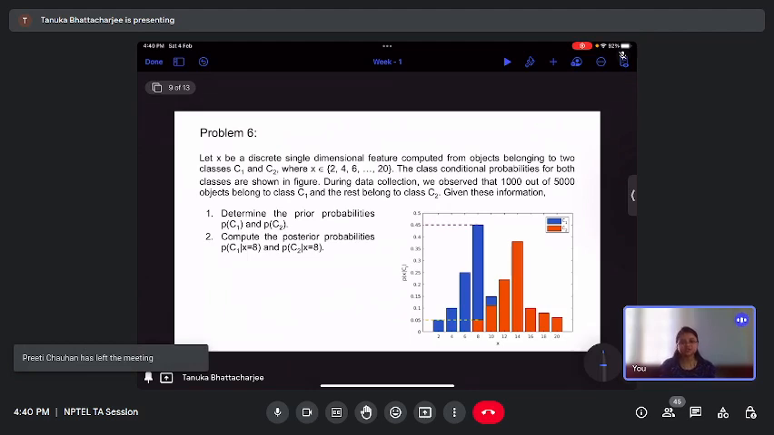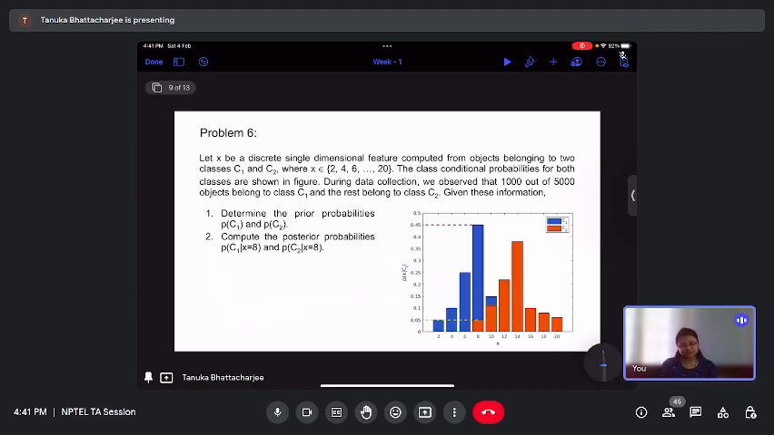Class conditional density means, given the class, let us say you are considering class C1, what is the probability density of the feature vector x? Feature here is just a single dimensional feature, so the feature value x. You just compute the probability density of your feature considering only elements of class C1. Whatever you get, that is the class conditional probability for class C1. So, here this blue histogram basically gives the class conditional probability of class C1. Similarly, red is for C2.